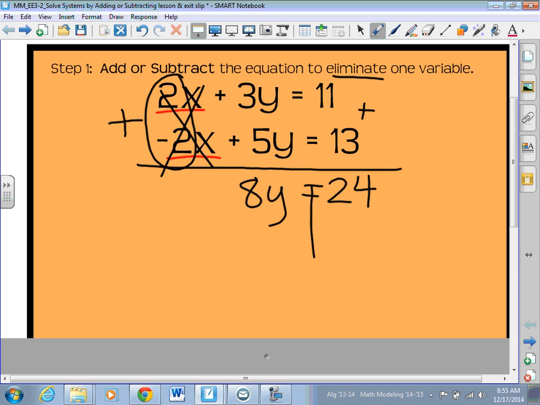So this is a one-step equation, guys. How do you get y by itself? Well, y is being multiplied by 8, so I divide by 8, so it cancels to 1. And what I do on one side, I do on the other. Divide by 8. 24 divided by 8 is 3.